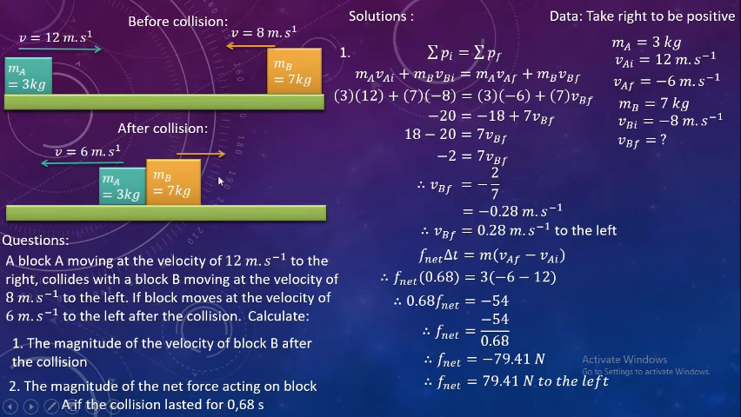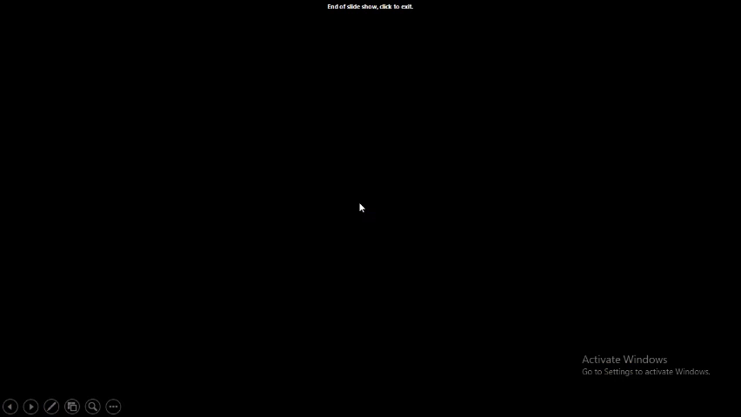At the very same time, object B will also experience a change in momentum when A exerts this force, but in the opposite direction, which is a positive force towards the right. So this is how we solve these problems. I hope it wasn't confusing and it was clear.